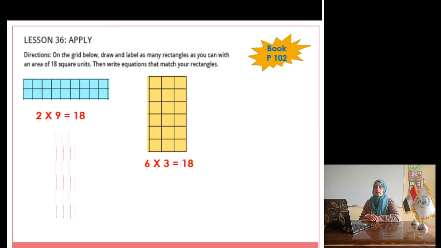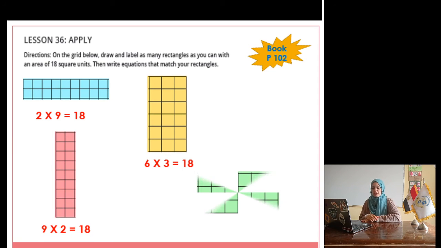And you have 2 times 9, you can flip it to be 9 times 2. We said that 2 times 9 is the same as 9 times 2, still makes 18. And of course, 6 times 3 will be the same as 3 times 6, which will also give me 18.